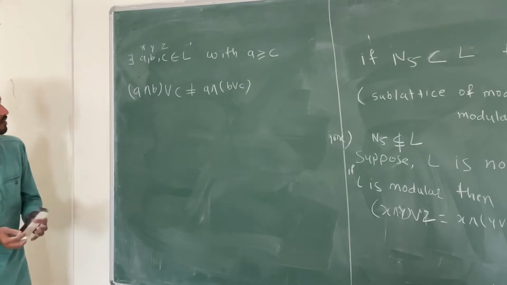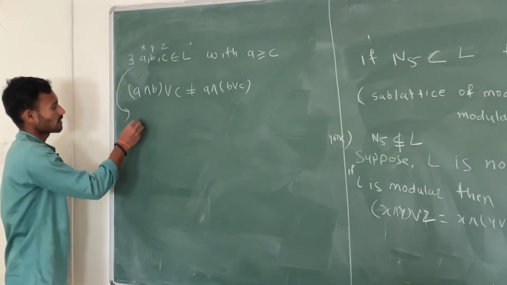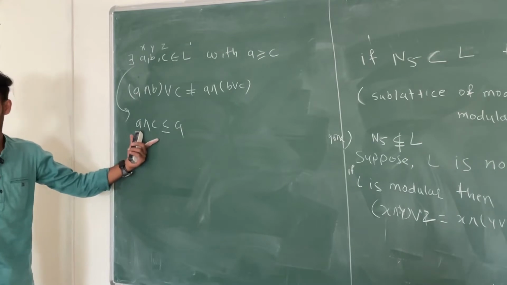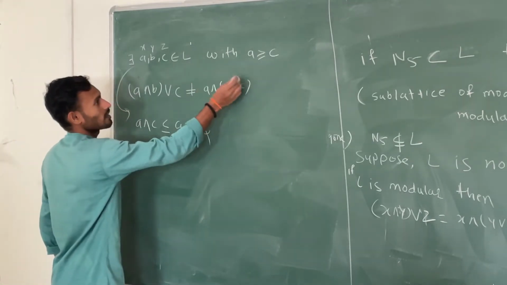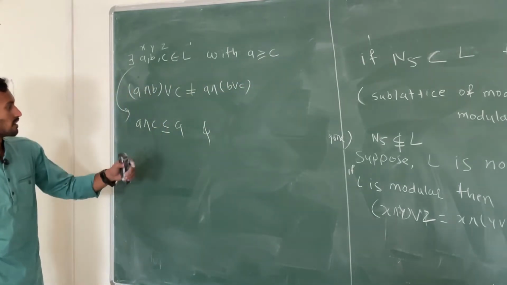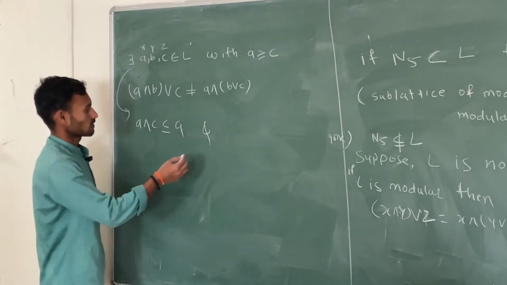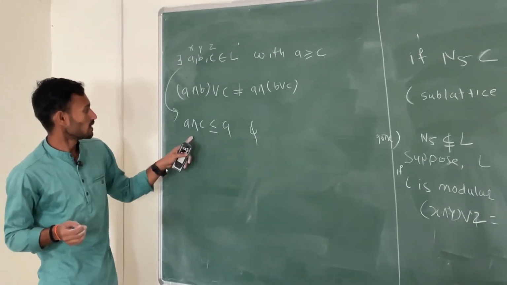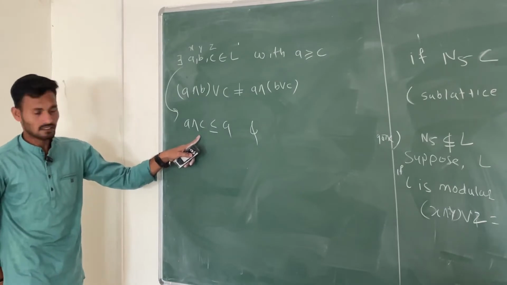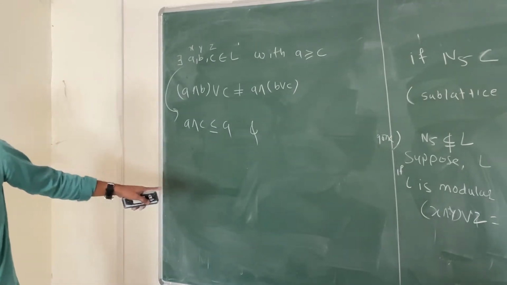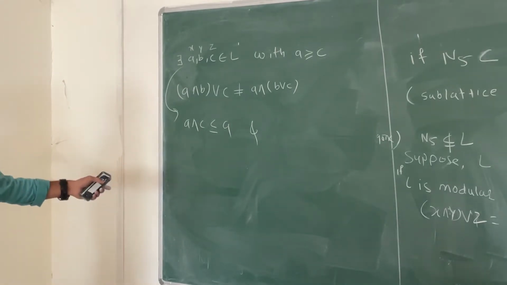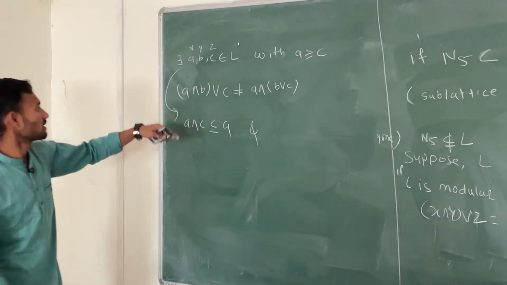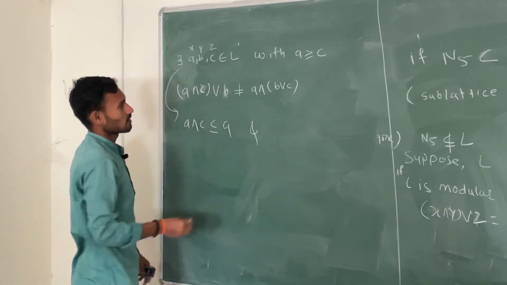So from this, what we can say: a meet c is less than or equal to a. Is it correct? Can we write this? Why, what do you want to say? Because a is greater than or equal to c, a meet c is c only. One second, you want a meet b, right? A meet c, ok? Sorry, it should be a meet c here, it needs b.